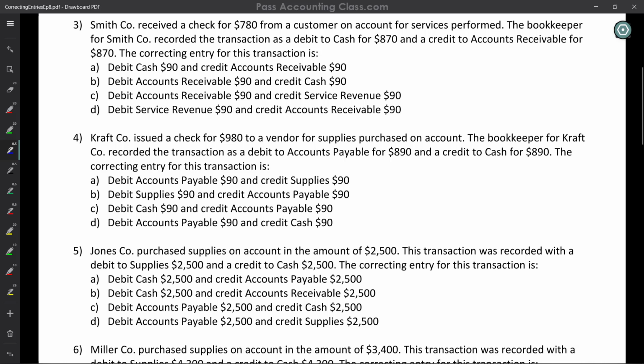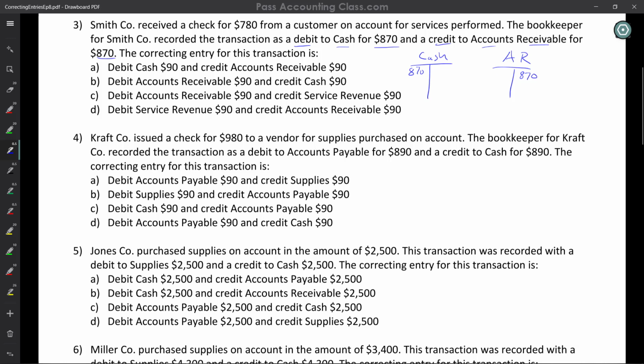So I'm going to create the T accounts for what the bookkeeper did. So I've got a debit to cash for $870. And then I've got a credit to accounts receivable for the same amount, that $870. So I've got accounts receivable, $870. Now what I'm going to do is take a look at the first sentence where they tell us what actually happened. And this is going to tell me what we should have done.